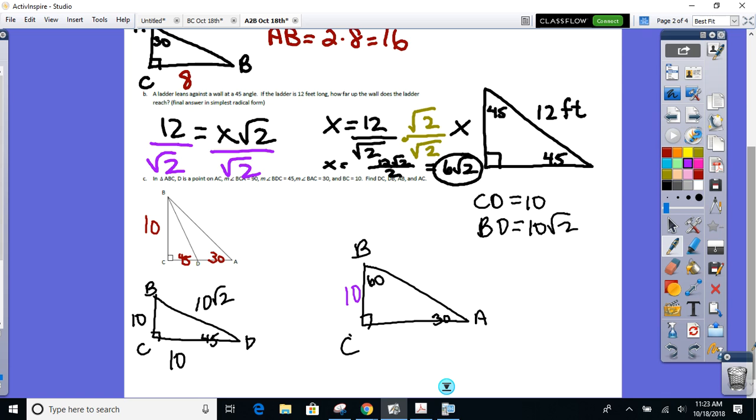What is the side across from 30? And what did you just tell me to do to get to the hypotenuse? Okay. There we go. Double it. So that's going to be 20. AB is 20. And then I have one more side, CA.